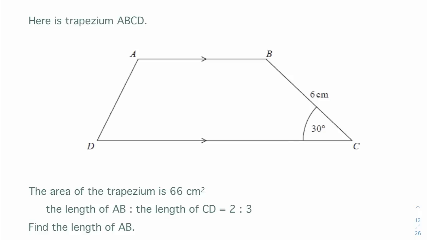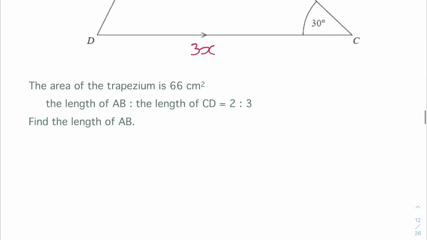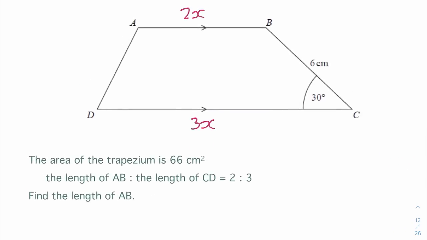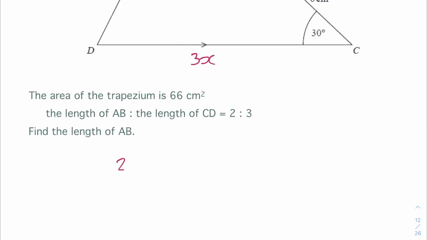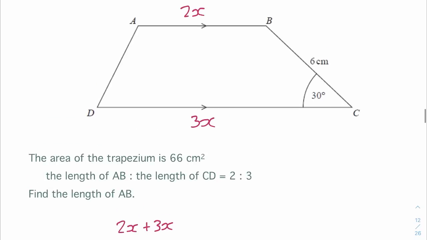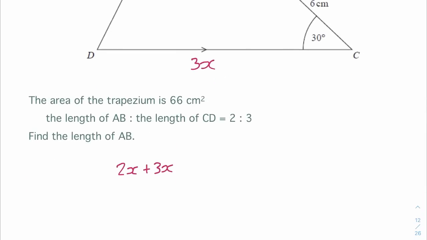So if the ratio is 2 to 3, we could say that the top, let's call it 2x, and the bottom, let's call it 3x. And hopefully we'll be able to solve this and figure out what x is. When you're doing the area of a trapezium, you take the 2 parallel sides and add them together. So 2x add 3x. You can either times that by a half, or you can divide it by 2. It doesn't really matter which way. I'm going to put divide by 2, and then you times it by the height, and that would give you the area, which we've been told is 66.